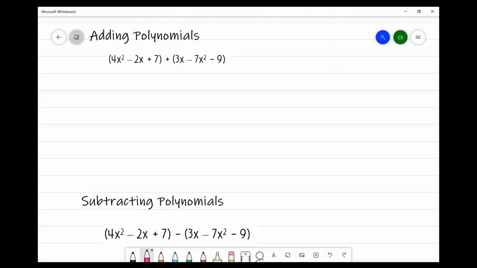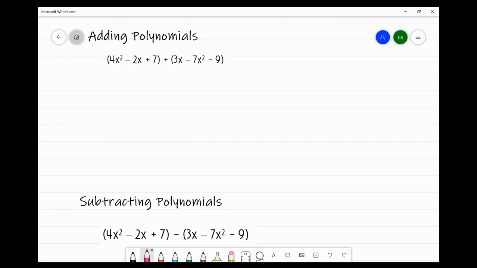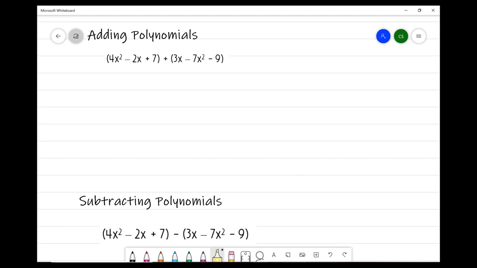So let's add some polynomials. Our first example: 4x squared minus 2x plus 7 plus 3x minus 7x squared minus 9. They want us to add these two polynomials, so I'm paying attention to the operation. I can do this horizontally or vertically, and I'll show you both ways. First, I need to identify my like terms.